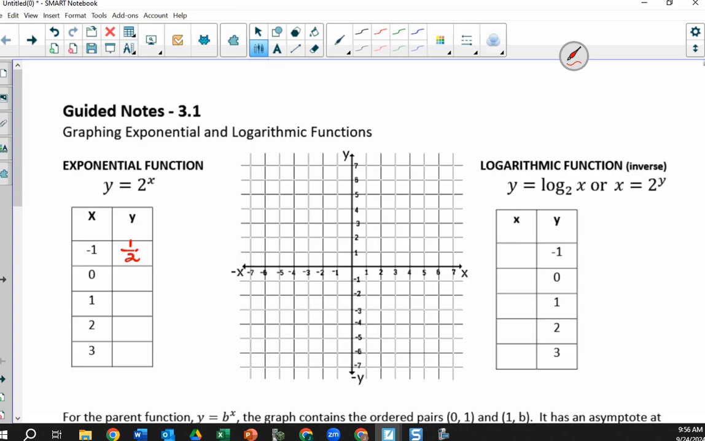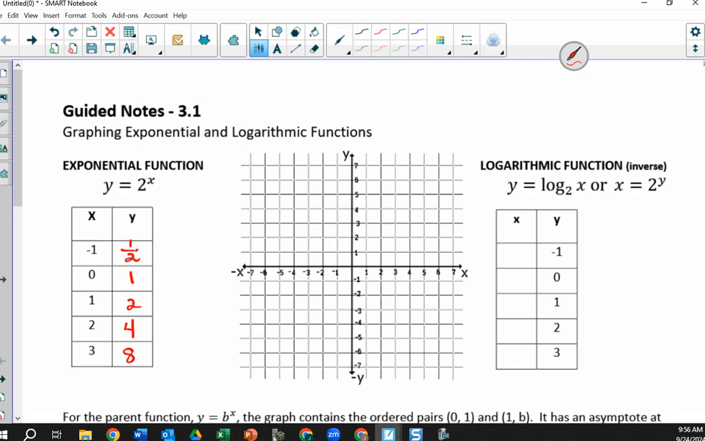All right. What if I plug in 0? What's 2 to the 0? 1. Thank you, Ben. Anything to the 0 power is 1. Well, not 0 to the 0, but everything else. All right. I bet we can do the next one. What is 2 to the first power? 2. All right. What about 2 squared? 4 and 2 cubed. Okay, let's plot these points.